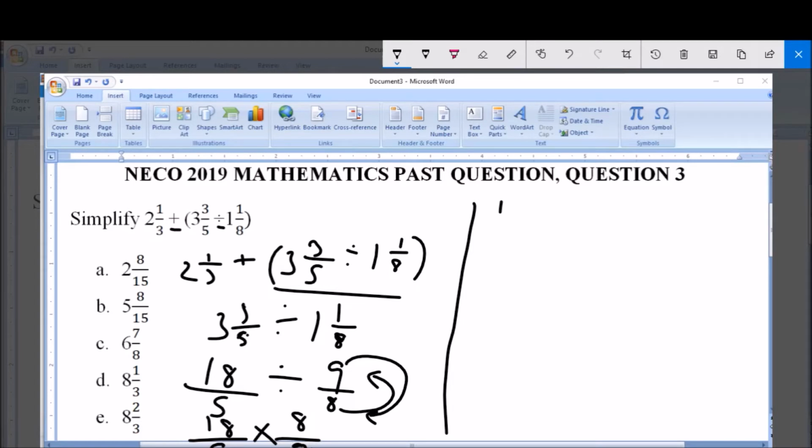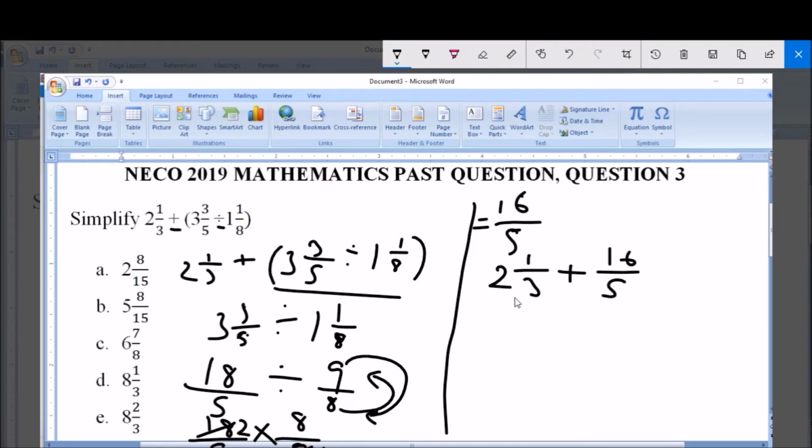Now 9 can go into 18 twice, and into 9 once. So we will have 2 times 8 to give us 16, then 5 times 1 to give us 5. So in the bracket now we have 16 over 5. Now let's come back to this. So we have 2 whole number 1 over 3 plus 16 over 5. Remember, this 16 over 5 was gotten from the simplification of the brackets.